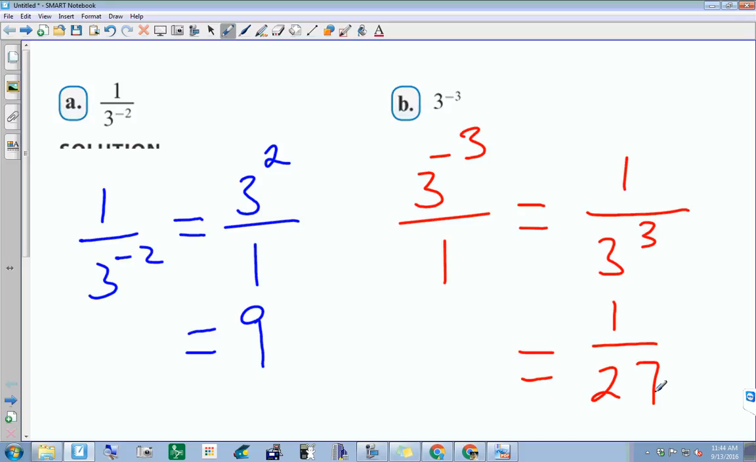So the idea here again is make it into a fraction. If the negative exponent is on top, rewrite it on the bottom with a positive exponent. If you've got a negative exponent on the bottom, rewrite it with a positive exponent on top. Easy enough. Let's try a couple more.